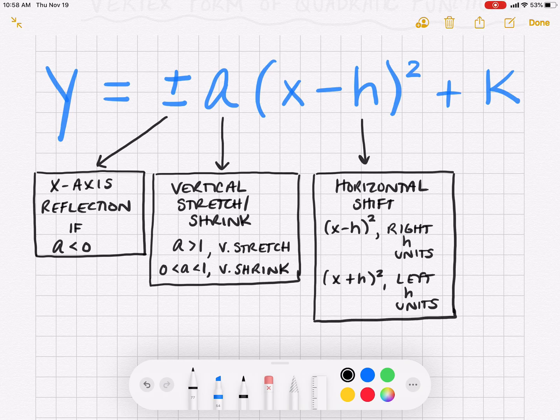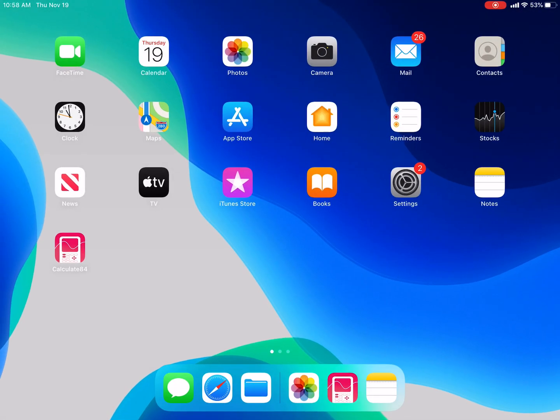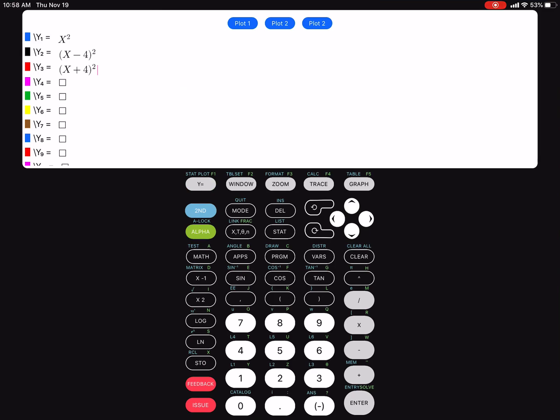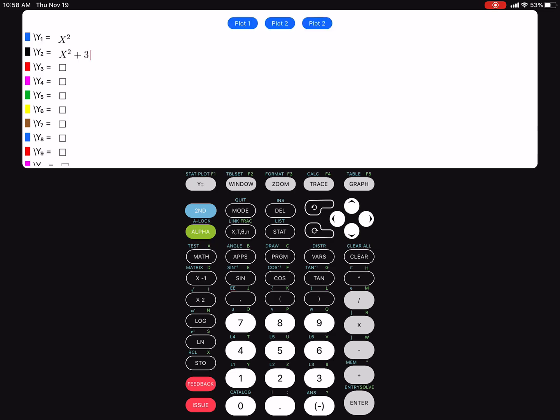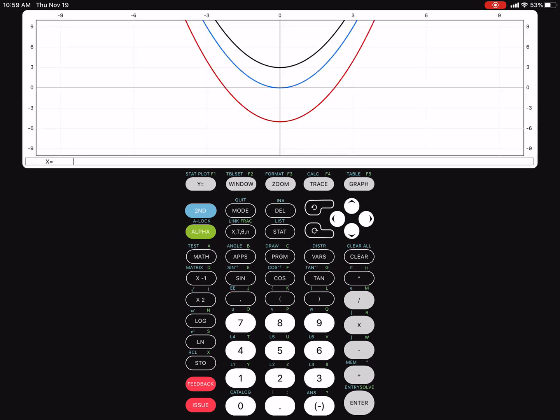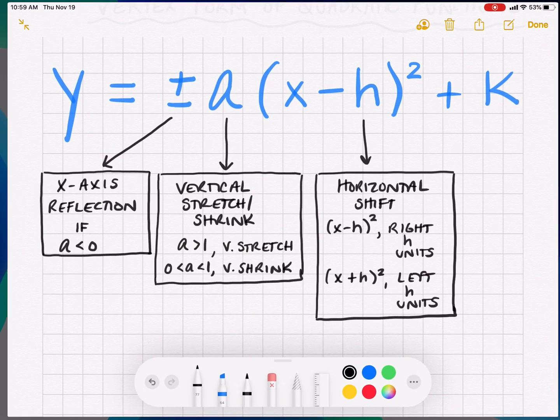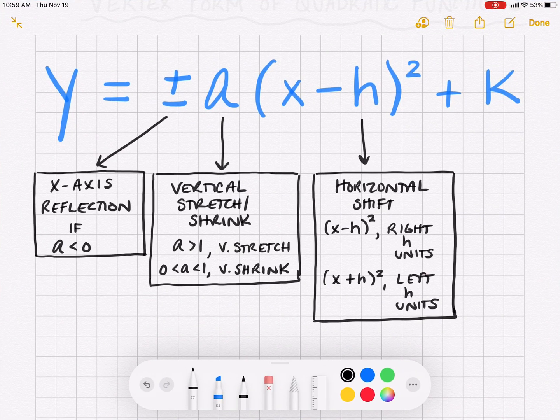All right, finally, we have our last transformation, and this would be if I take a parabola, I'm going to clear everything out. If I take a parabola and maybe I take x squared and I just add 3 to it, well, what you're going to see is that the parabola is shifted up 3 units. Same thing, if I take x squared and I subtract 5, this parabola is going to be in red, then what we're going to see is that the parabola is shifting down 5 units. So this last piece, this is going to be the vertical shift.